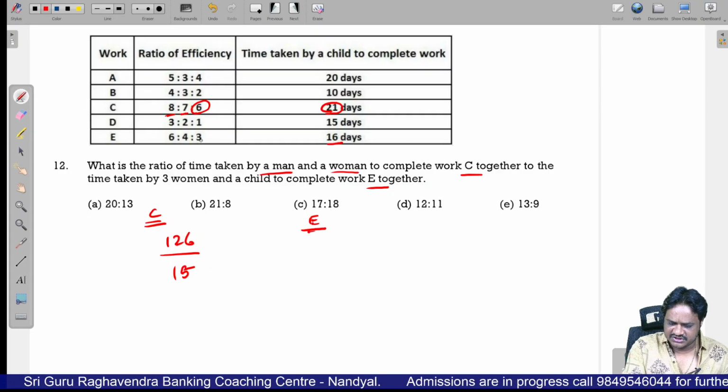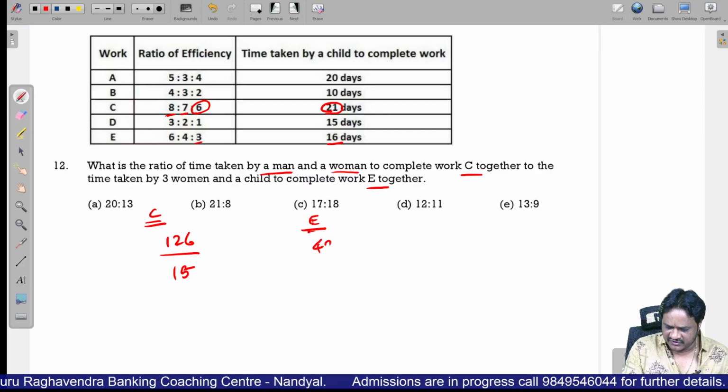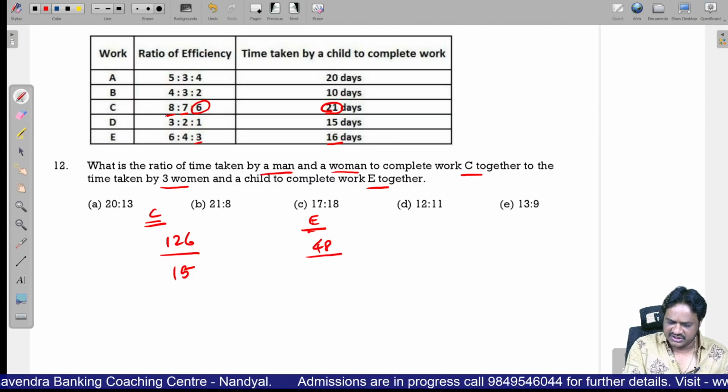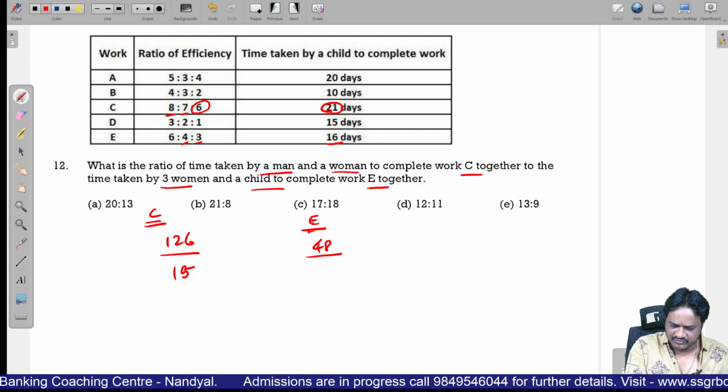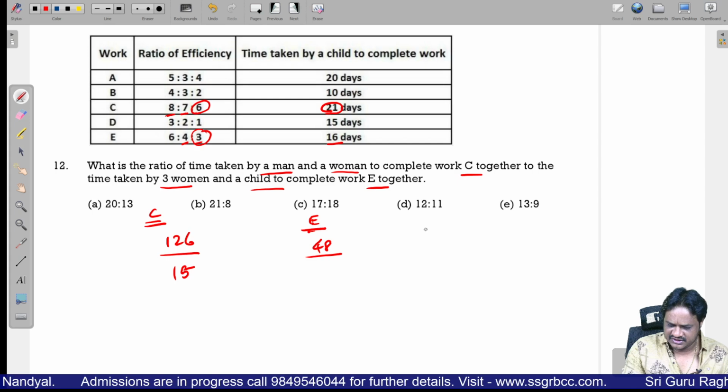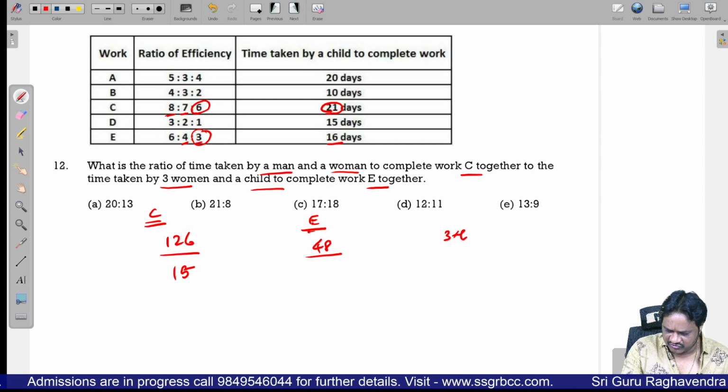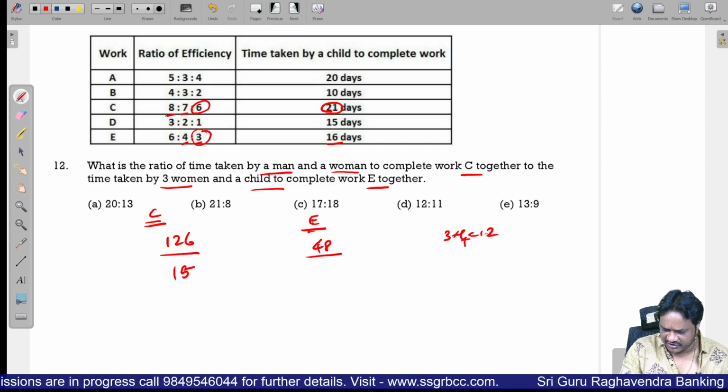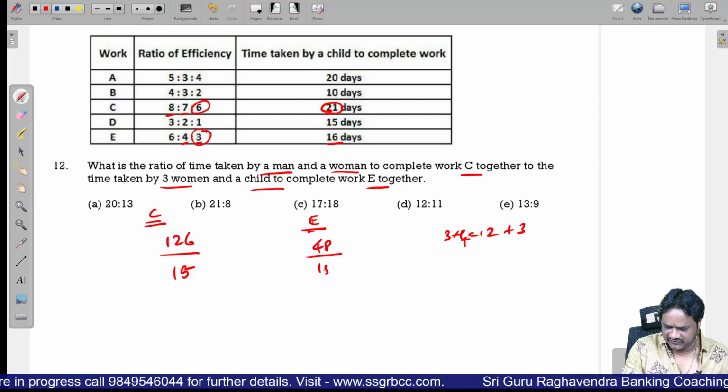E total work 16 into 3, that is 48. 3 women and 1 child. 1 woman means 4, so 3 women means 3 into 4, 12. 1 child is 3. Total 15. So what is the ratio?